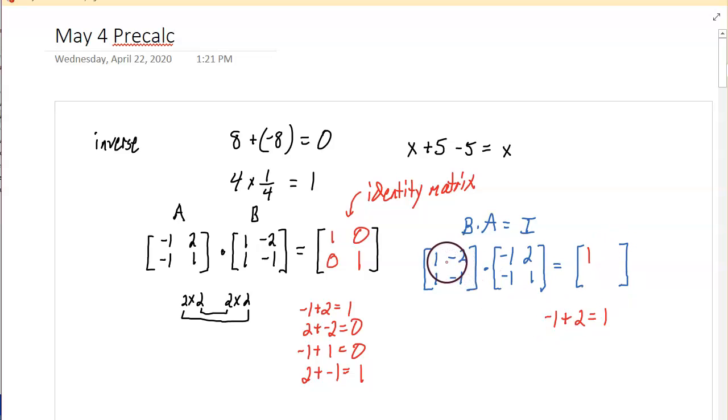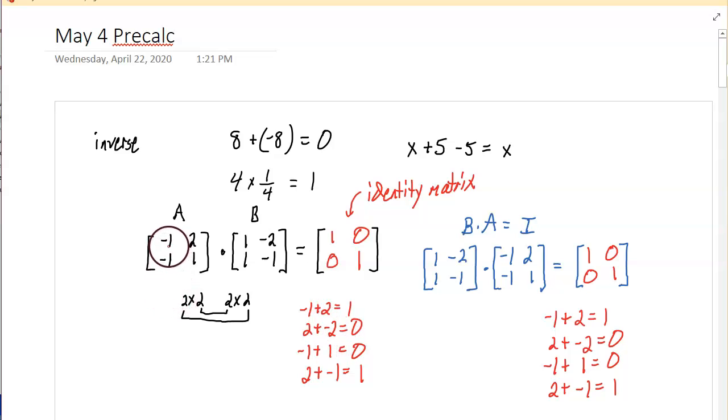Now we'll get the top right number. 1 times 2 is 2. Negative 2 times 1 is negative 2, and that adds up to 0. Now we'll get the bottom left number. 1 times negative 1 is negative 1. Negative 1 times negative 1 is 1, and that adds up to 0. And now the bottom right number. 1 times 2 is 2. Negative 1 times 1 is negative 1, and this adds up to 1. This is the identity matrix. Because A times B and B times A both create the identity matrix, A and B are inverses.